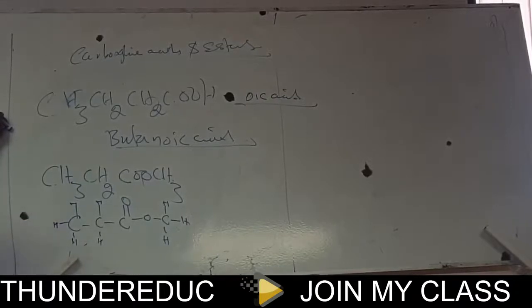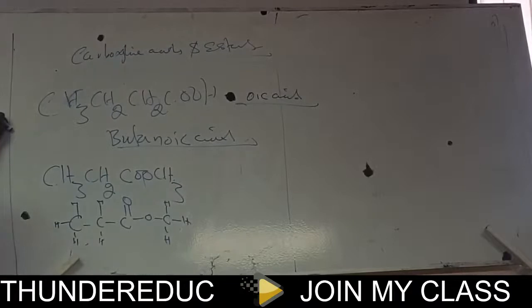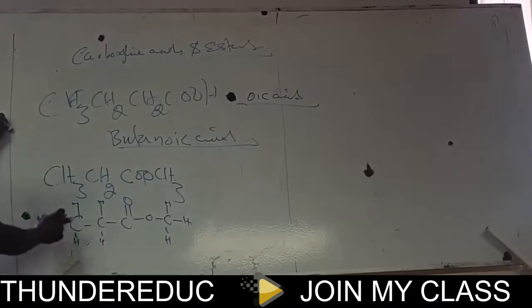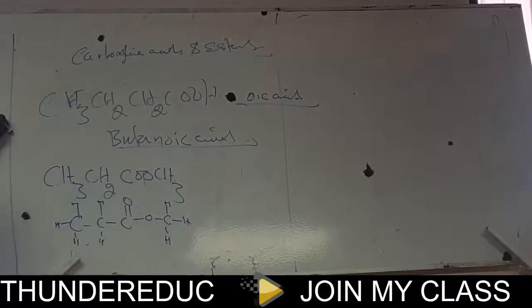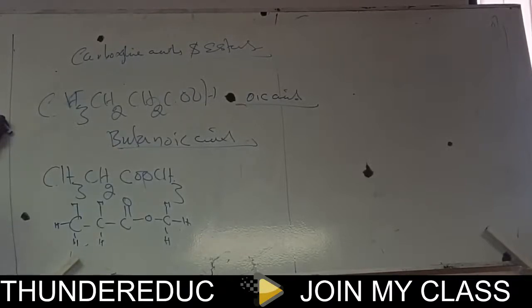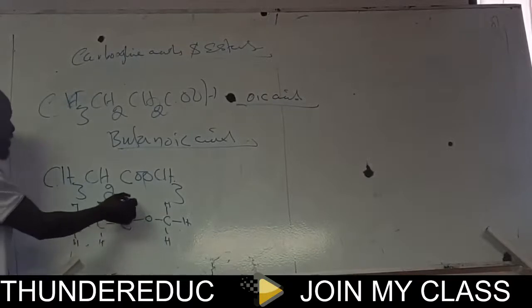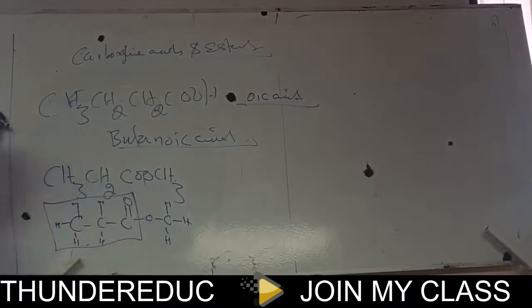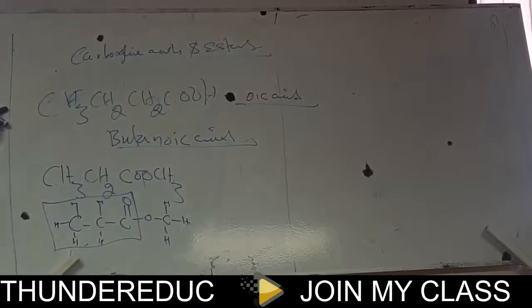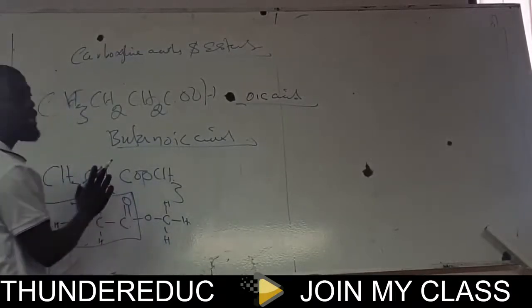How do you write this? Which one is the main chain, the mother, and which one is the side group? I told you. So I have 1, 2, 3. Which one is the main chain? The carbon atom which has the oxygen with the double bond becomes the main chain. It means that this one came from the carboxylic acid, while the other one came from the alcohol. You understand? So I'm going to say 1, 2, 3.